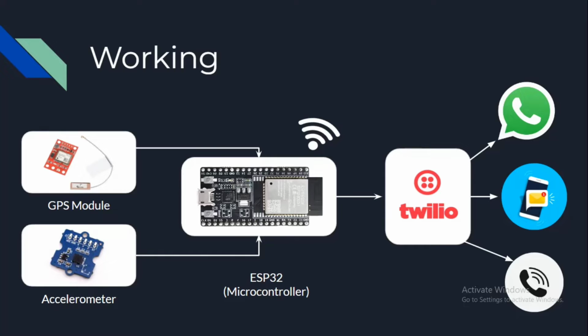Then the microcontroller will read that signal from the accelerometer, and since the GPS is constantly sending the latitude and longitude, the microcontroller connects to the Twilio account we have registered, and from there we call the Twilio API to send the messages right away to our predefined phone numbers.